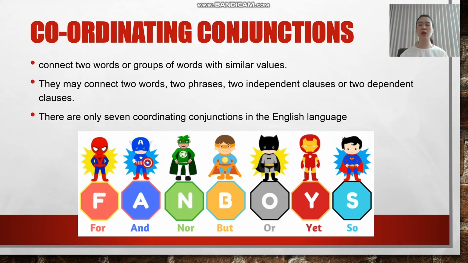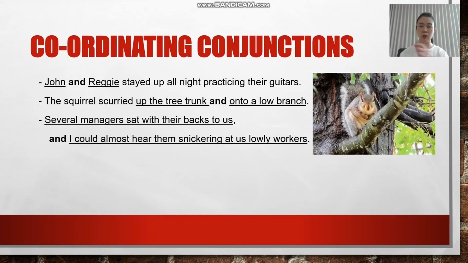So when you hear coordinating conjunctions, alright, that is fanboys. So I'm sure that it will help you a lot to recall, to memorize these 7 words for the coordinating conjunctions. Okay? Let's see the coordinating conjunctions in a sentence. Okay? John and Ricky stayed up all night practicing their guitars. So you can see that the word and is used in order to join two words together. That is in the first sentence.